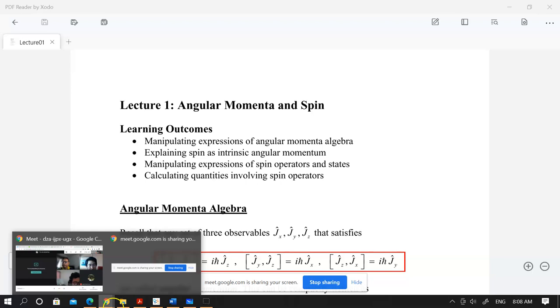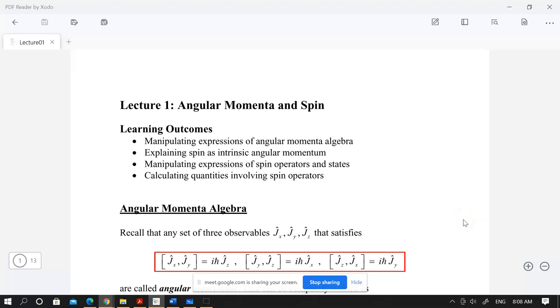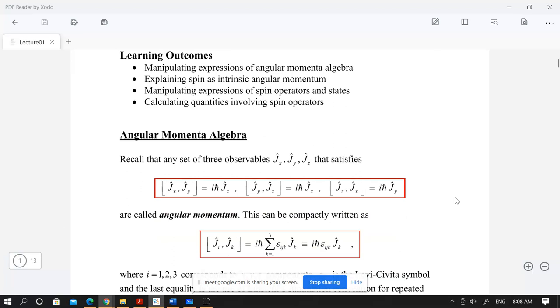So we'll be making some revisions of the concepts that we're going to use. Let me get my pen here. We'll go through the basic theory of angular momentum, the general case. Essentially, there will be three different observables.